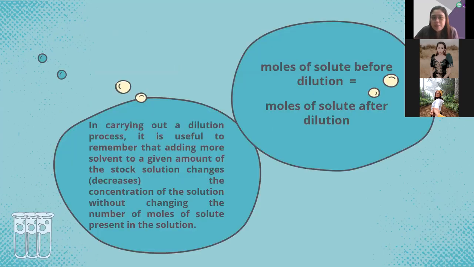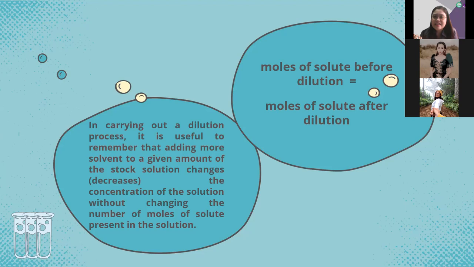So again, in carrying out the process of dilution, you have to remember that if you add more solvent, it means that the concentration will decrease. Always remember that. When we add solvent without changing the amount of the solute, it means we are diluting our solution. And it means that there will be a decrease in the concentration of our solution. Don't forget, ha, the concentration will decrease, but the amount of solute will still be the same.